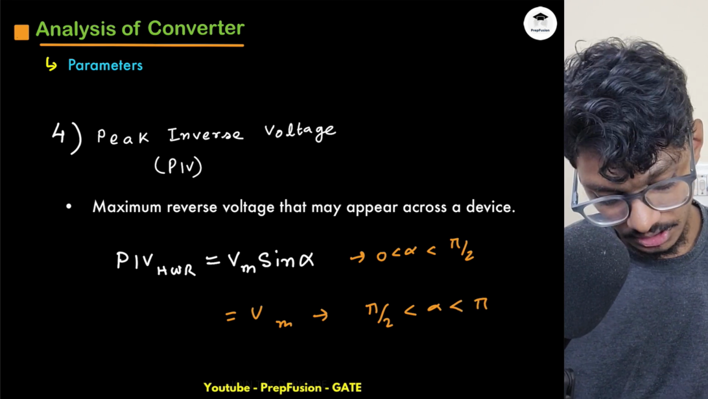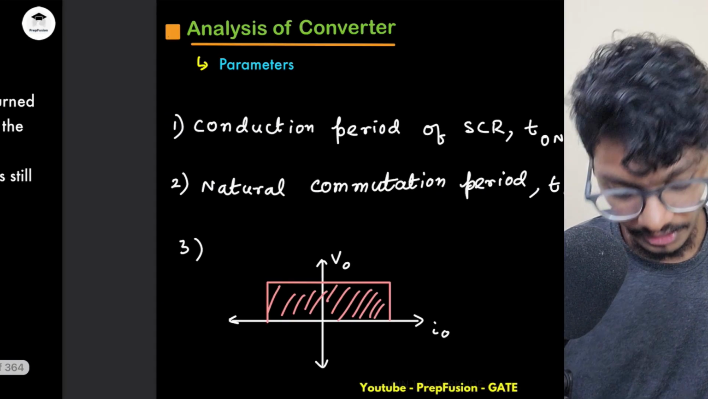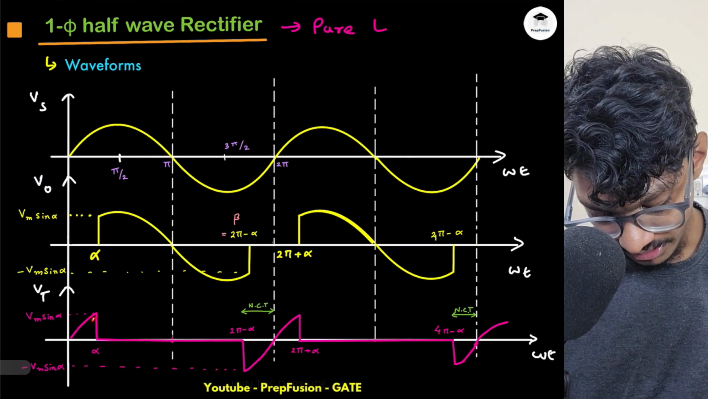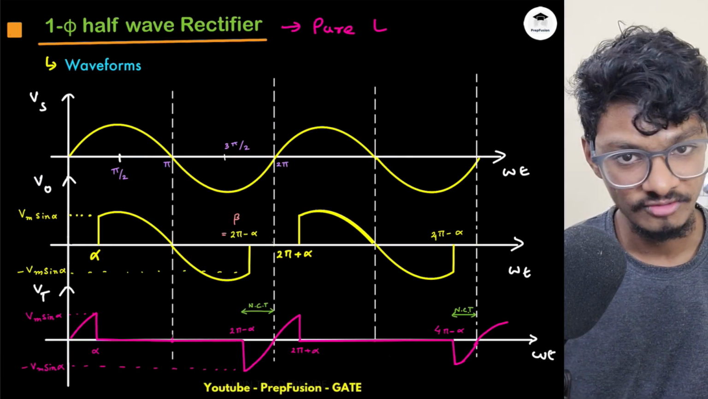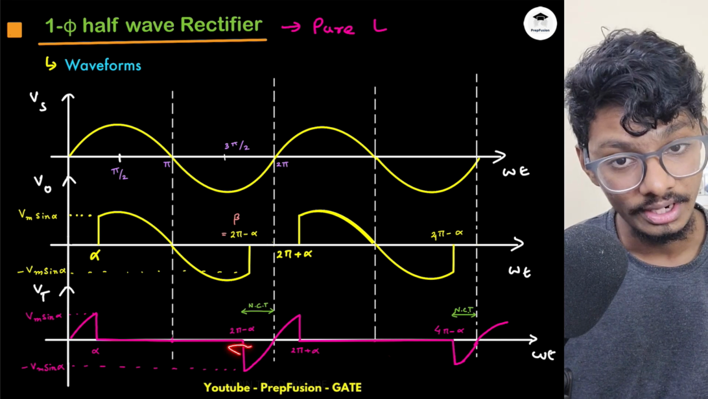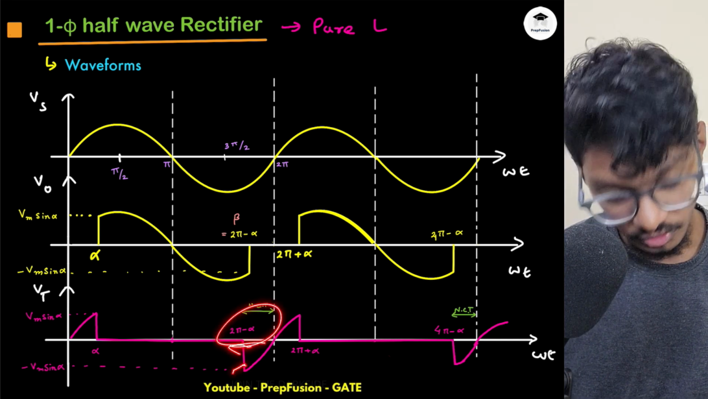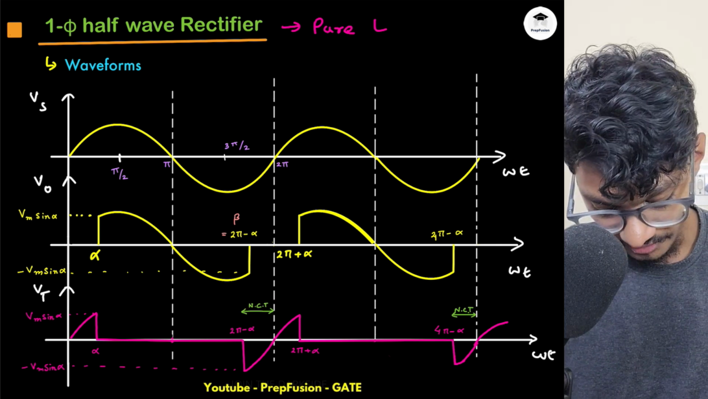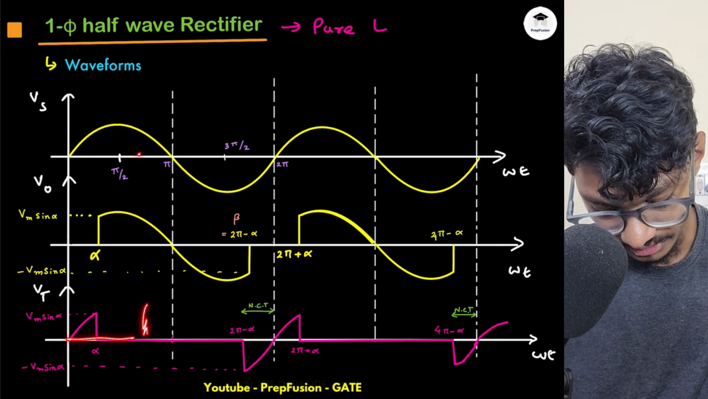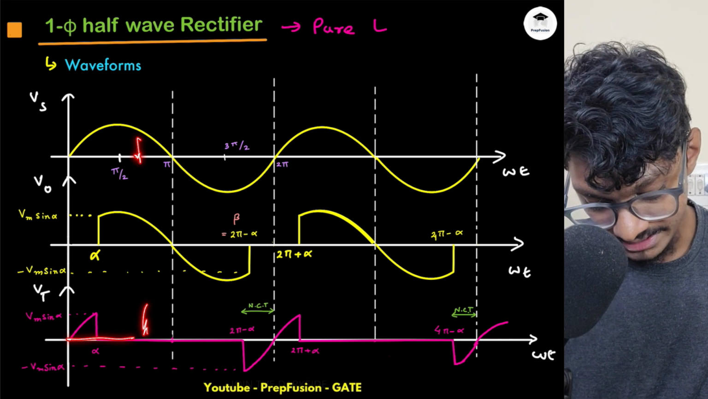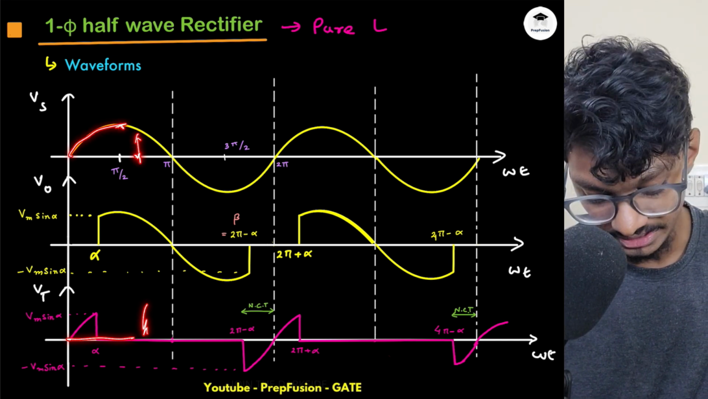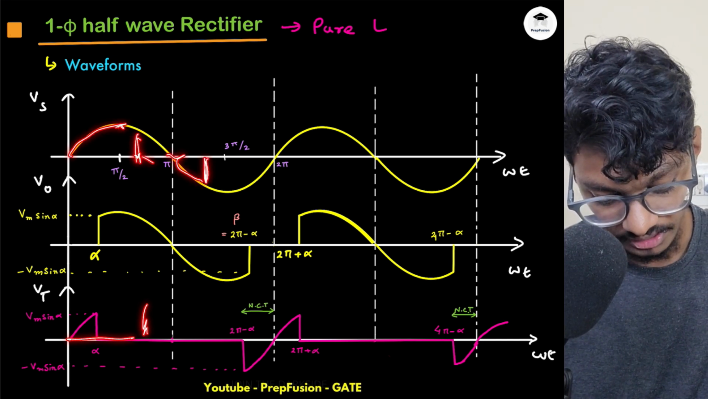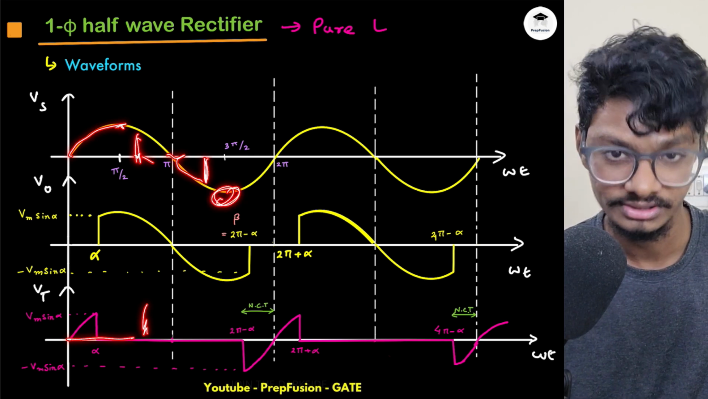Why is that the case? Because if my alpha is between 0 to pi by 2, after that what will happen? The inductor will keep the SCR on, so it won't have to block any voltage, and it will keep it on until 2 pi minus alpha. So if it is between 0 to pi by 2, the SCR will never see Vm. So if I trigger the SCR somewhere here, the SCR has to block this forward voltage. It will only conduct until this, and the SCR will also have to block this reverse voltage of Vm.